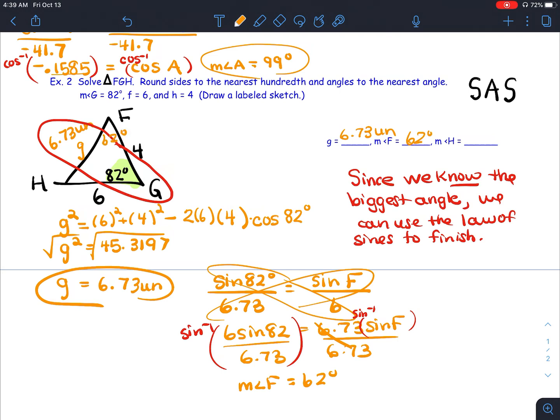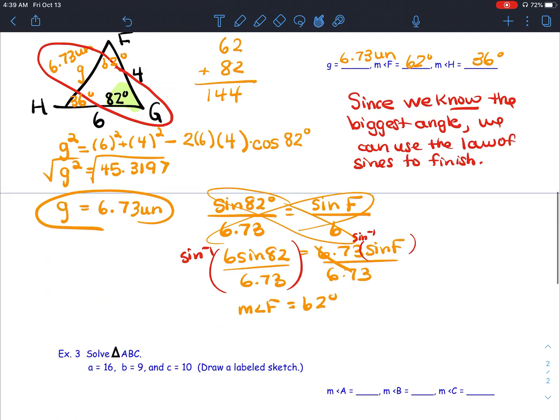So once again, put it on the blank, put it on the picture, and then you're going to add 62 and 82 together. That's going to give you 144. And the remaining angle has to be 36 degrees if there's 180 degrees in every triangle.